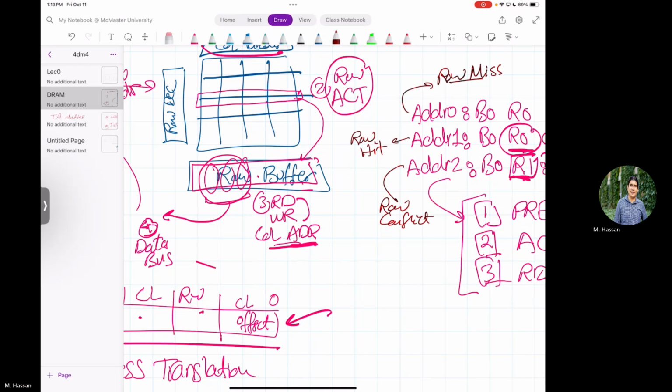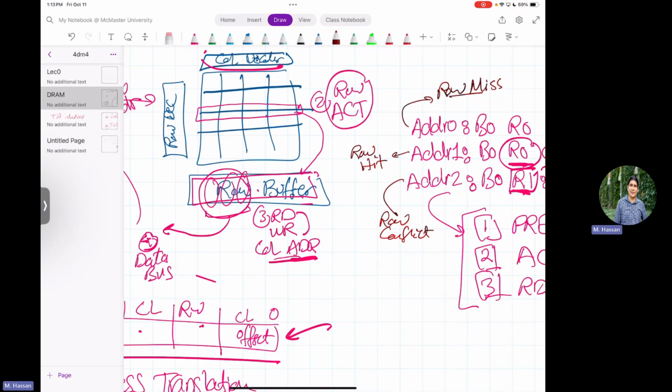Is the main function of the row buffer to avoid recharging, or is there also locality to it, where some rows store address information in such a way that they can be dependent?